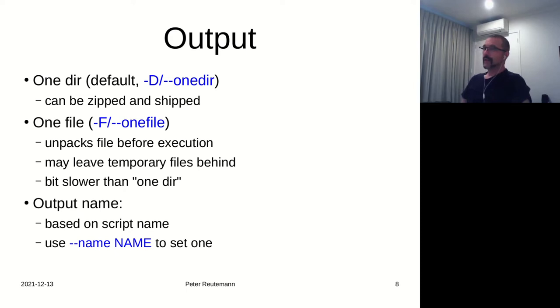The other option, which is quite neat in a sense, is called OneFile. It basically takes all the files that are in that output directory and then packages those all in a single file. And then what happens at runtime when you're actually starting that executable, it has to unpack all the files that are in this executable archive and then starts the actual executable from within there. It uses the temp directory for that.